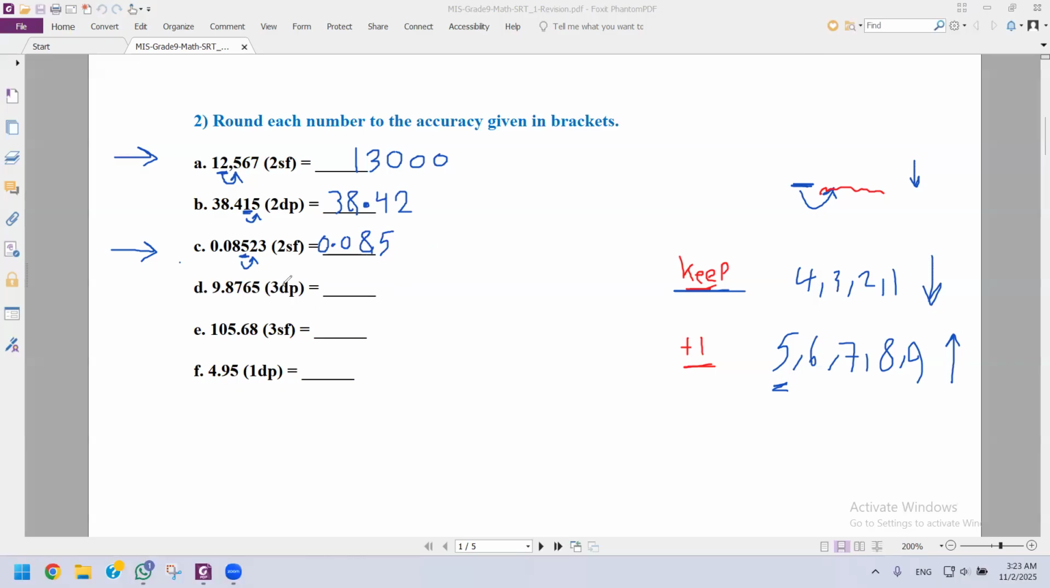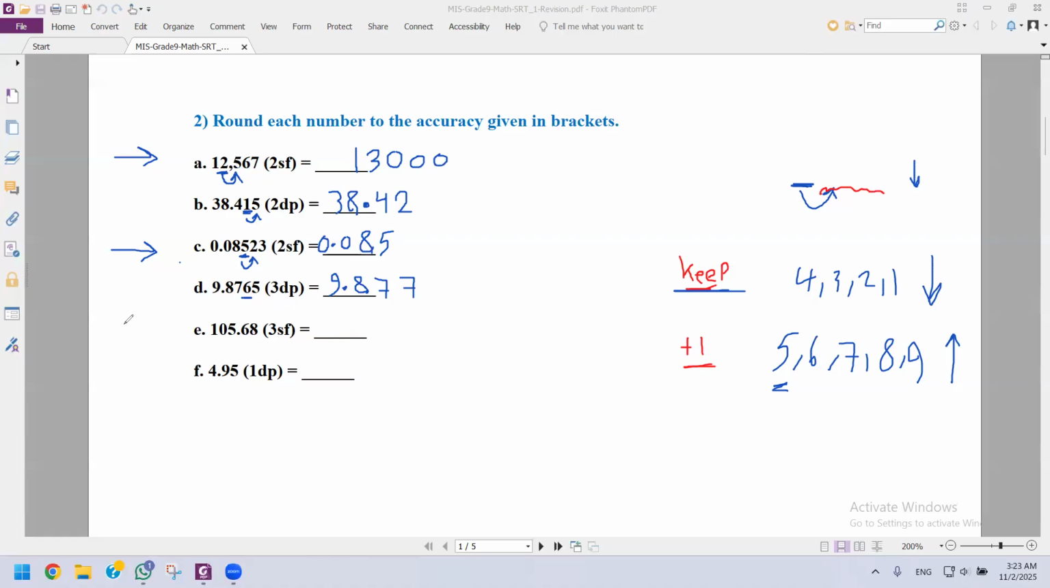Then 3 decimal places, we count after the decimal. 1, 2, 3. So underline 6. We look at 5, round up, so this 6 will be 7. Before the 6, we write them 7, 8. This is the decimal, 9. Again, after the decimal, after the 6, we will not write 0 because it has no meaning.